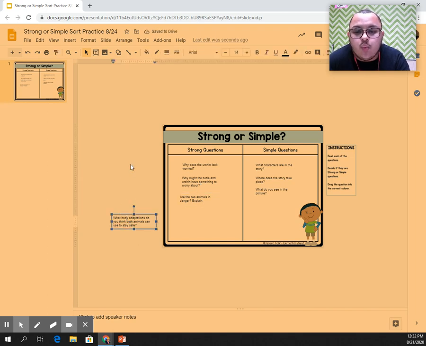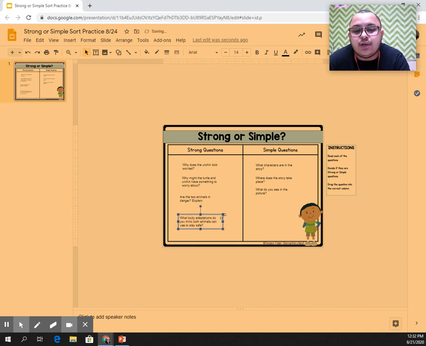This next one says, what body adaptations do you think both animals can use to stay safe? Now, I say this is also a strong question because it's going to make you go back and think of all the body adaptations that you may have read about in one of the stories, and you're going to have to tell why they might keep the animals safe.